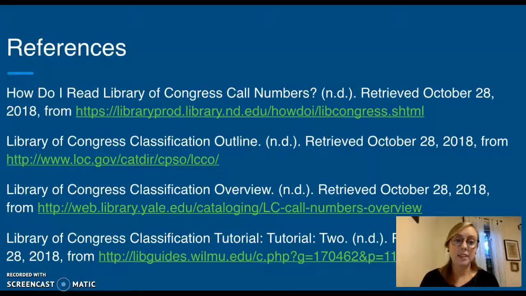Here are some references. I'll also upload these slides, so you can go and look at these resources for yourself if you have some more questions.